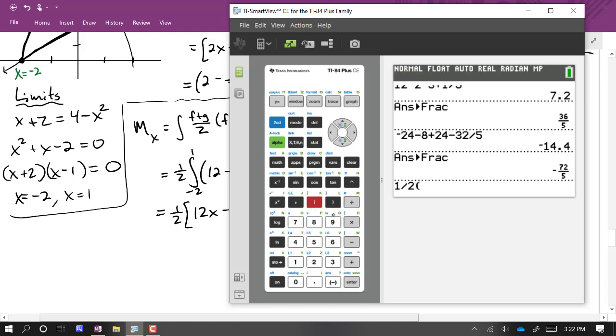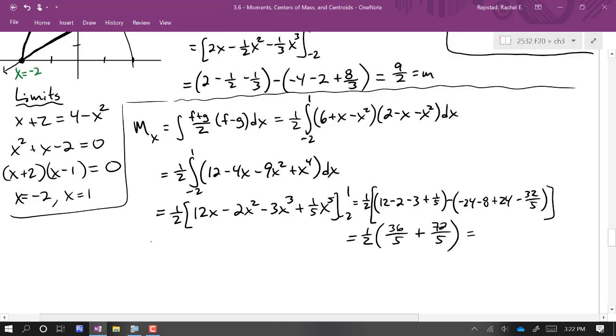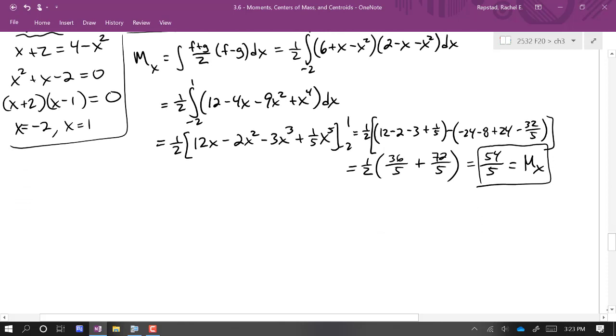All right, let's put this together. 36 over 5 plus 72 over 5. Half of that is 54 over 5. And there's our moment about the x-axis. Okay, so we've got our mass, we've got our moment about the x, one more integral to compute, and then we'll be ready to find our centroid.